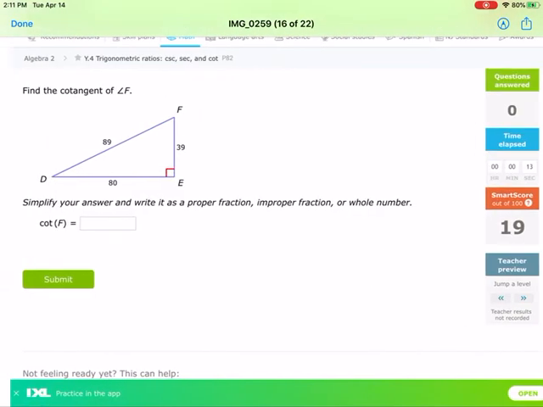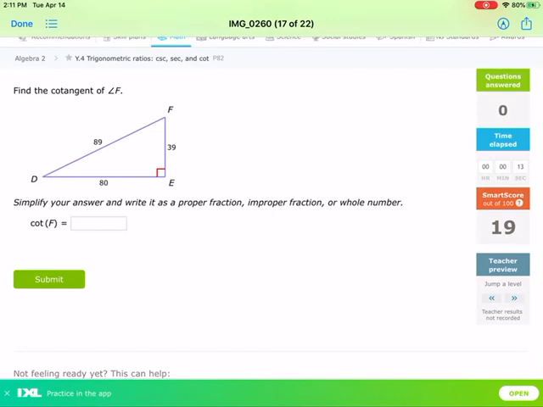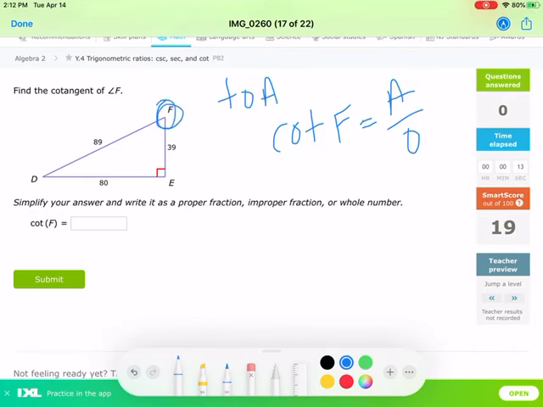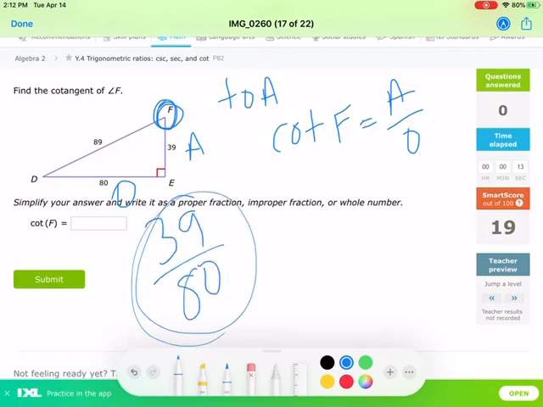Okay, fantastic. Next, smart score 19. Cotangent of F. Again, it's the flip of tangent. So if SOHCAHTOA says tangent is opposite over adjacent, then the cotangent of F is equal to A over O. A over O. So here's F right here. The adjacent is this one. The opposite is this one. So 39 over 80. Yeah, it's already reduced. 39 can be divided by 3 and 13. I don't think 80 can be divided by 3 or 13, but I'm just going to double check that. 80 divided by 3. Does it work? No, it definitely doesn't divide by 13 then. So that would be your answer there.